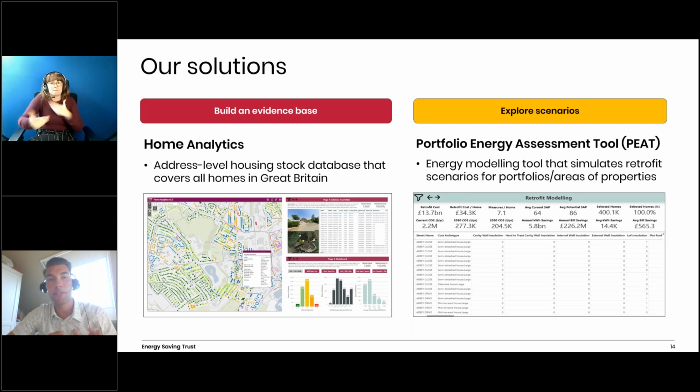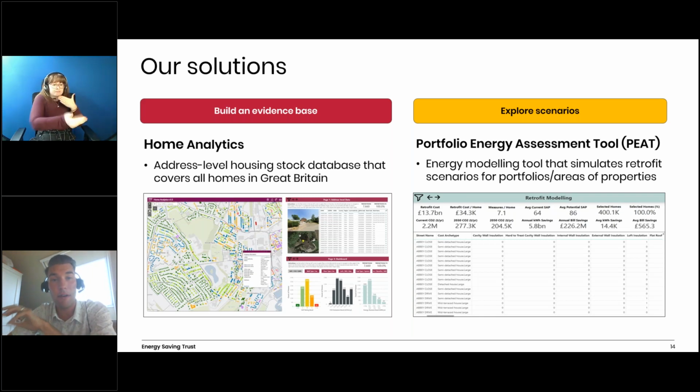And given the importance of those first 2 phases in the pipeline I just discussed, I'm going to highlight 2 products that we offer to help support our clients. So on the left here, you can see we have Home Analytics, which is an address level housing stock database, which covers all homes in Great Britain. It really streamlines the process of building the evidence base and enables us to immediately start creating a baseline for your stock and also identifying these potential opportunities and challenges for retrofit.